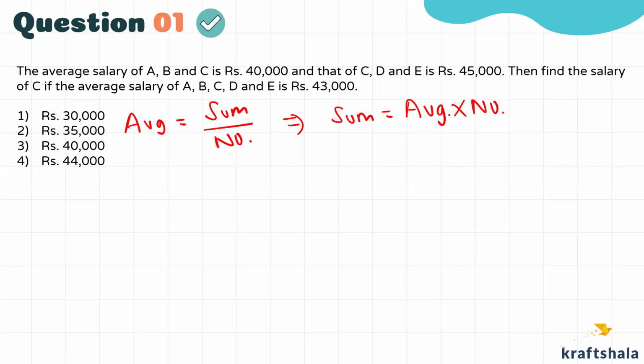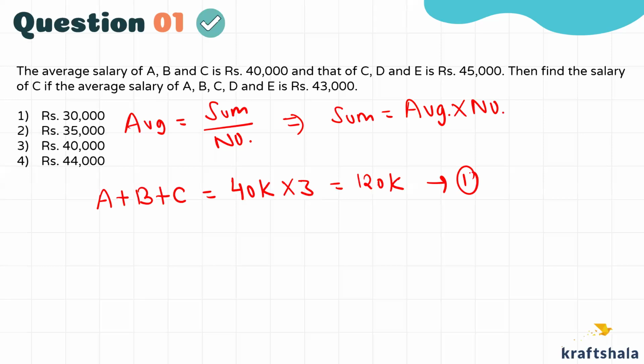Now, if I talk about these three people, average salary of ABC is 40,000. Now, sum is average into number. So three people, ABC. The sum will be A plus B plus C. Clear? Average into number. Average is given to me as 40,000 and number of people are 3. So this is my first equation. A plus B plus C is 120,000. I hope it is clear to everyone.